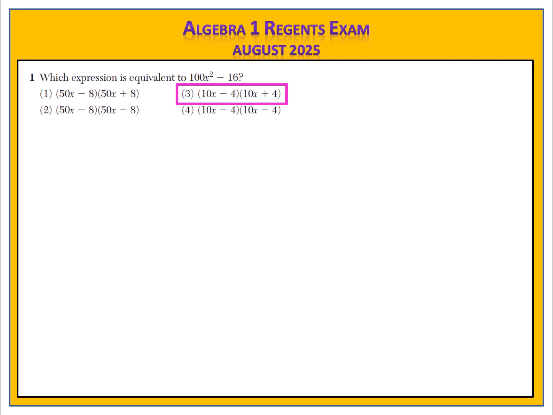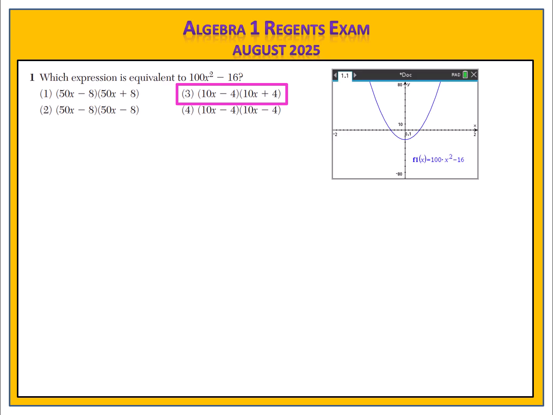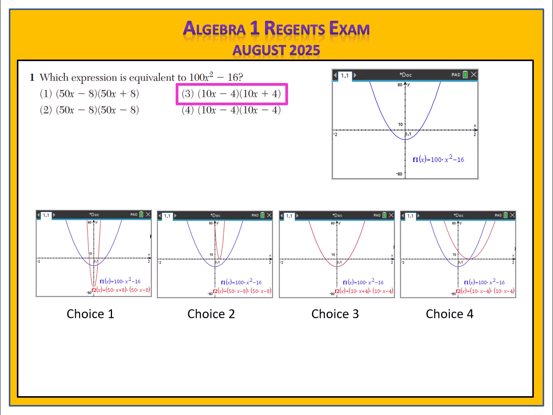Another option would be a graphical approach. We could graph 100x squared minus 16 on our graphing calculator. Just keep in mind that you're going to have to adjust your window in order to see the graph. Then graph all four choices. See which of those four choices has an identical graph to the original. You'll notice that in all four choices, only choice 3 matches the original graph. Therefore, choice 3 is the equivalent expression.